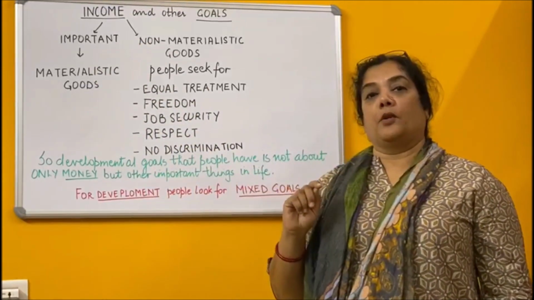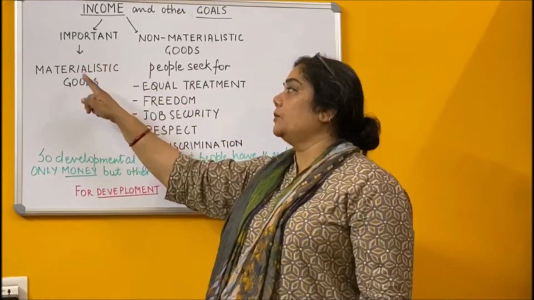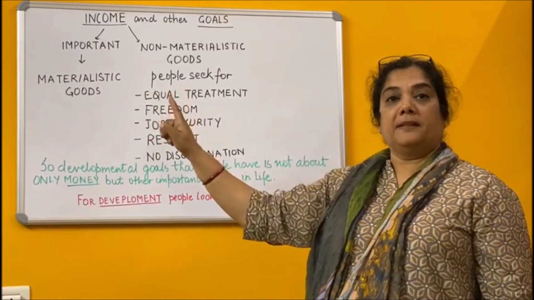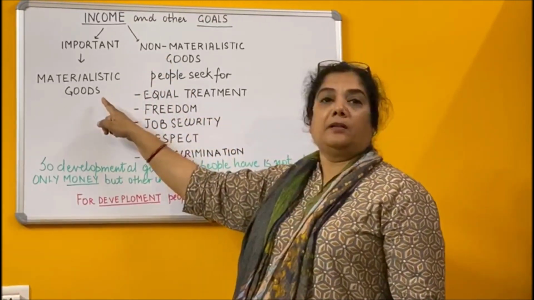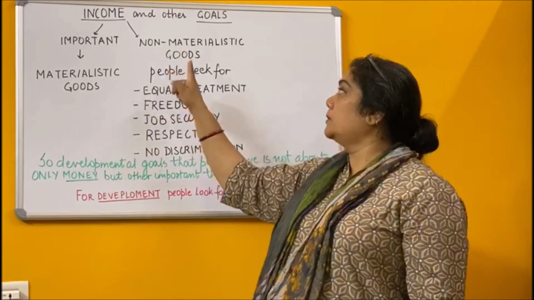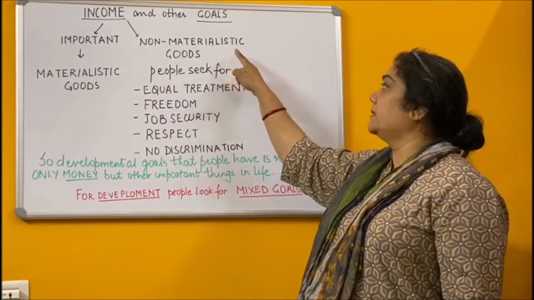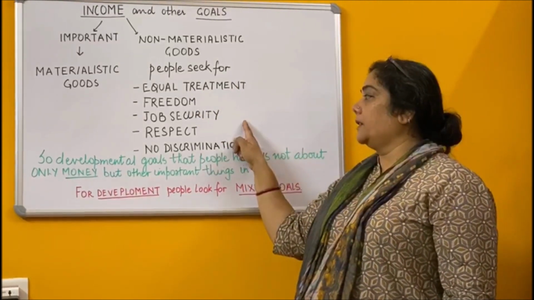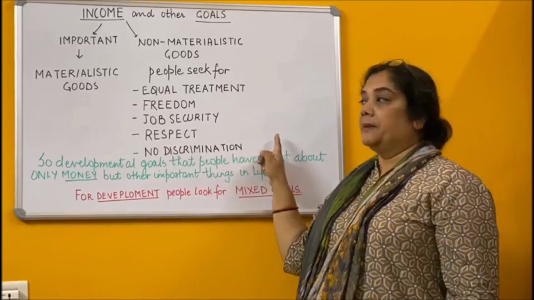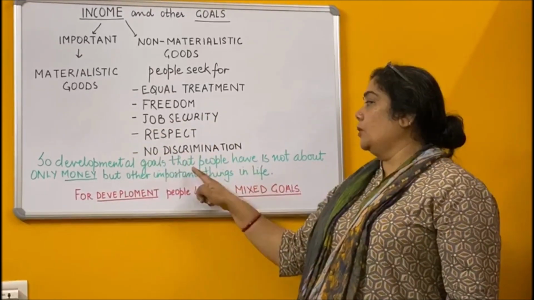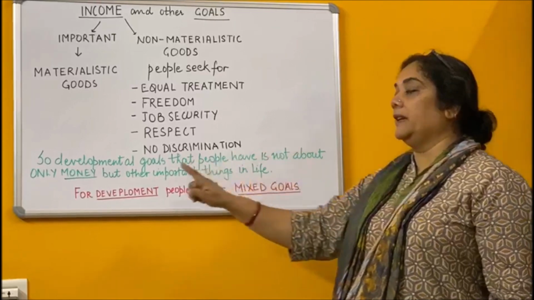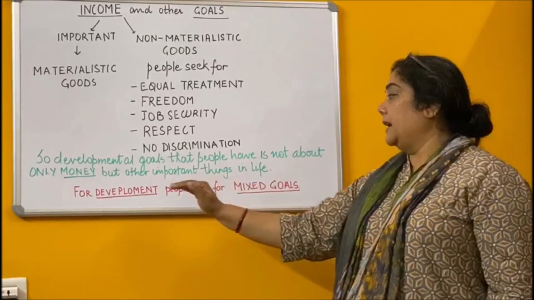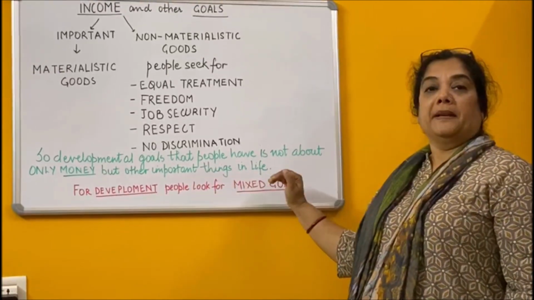Now why is income an important factor? Because income helps us to buy materialistic goods. But we have also seen in the examples that everything is not about materialistic goods. People also desire non-materialistic goods. People seek equal treatment, freedom, job security, respect, and no discrimination. So, the developmental goals that people have are not only about money, but other important things in life. So, we can say the development people look for is a mix of goals.